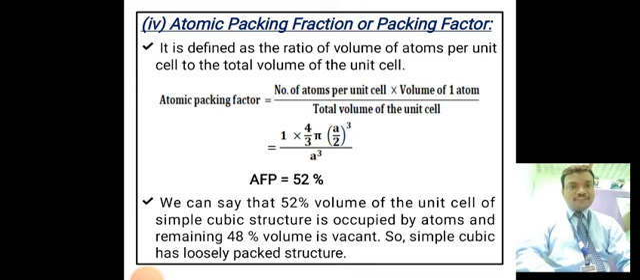So we say simple cubic has a loosely packed structure because nearly half of the structure is empty. The atomic packing fraction indicates the packing status of the simple cubic or, in general, any structure. So in simple cubic, the atoms are loosely packed. So this is the information regarding the simple cubic structure. Thank you.